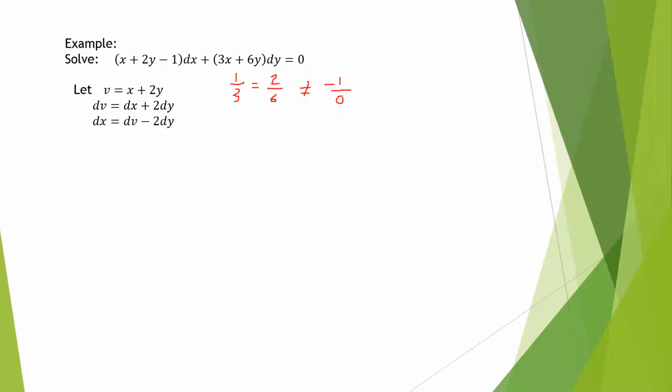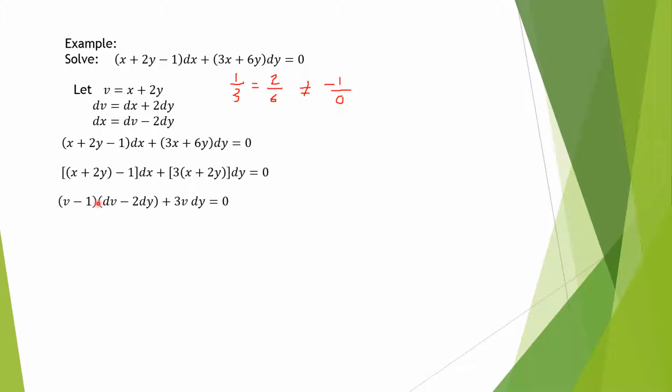So this is still homogeneous. So we'll have to use the transformation v is x plus 2y, dv is dx plus 2 dy, and solving for dx is dv minus 2 dy. So this is our original equation. Simplifying, x plus 2y minus 1 dx plus 3 times x plus 2y dy is 0. Then you have v minus 1 times, plug dx there, dv minus 2 dy plus 3v dy is 0. Distributing, v minus 1 dv plus negative 2 times v minus 1 dy plus 3v dy is 0.